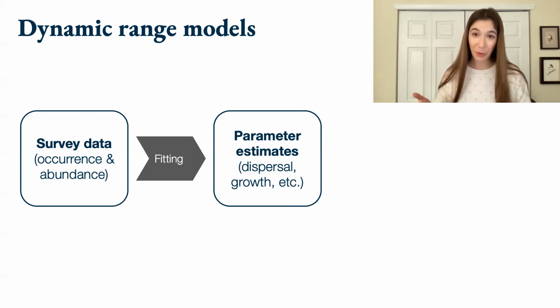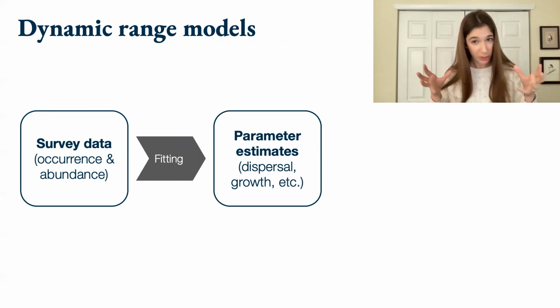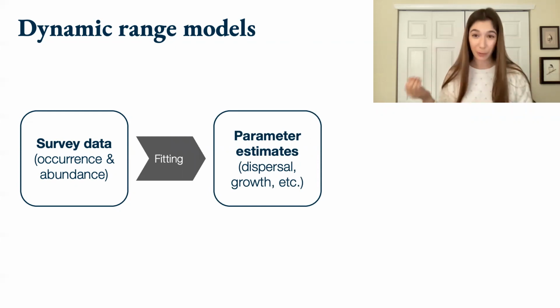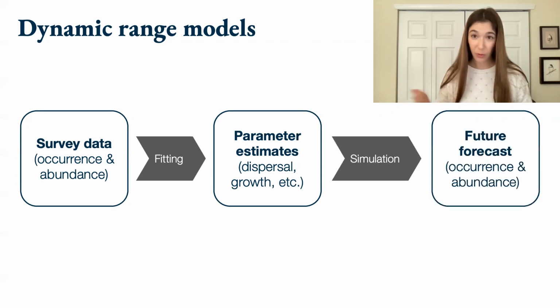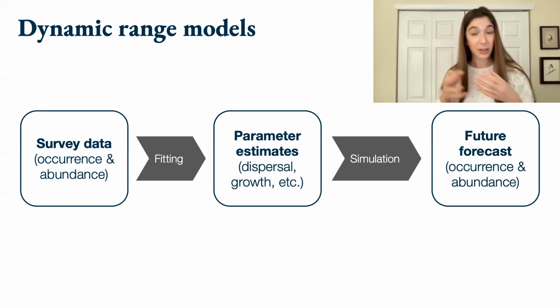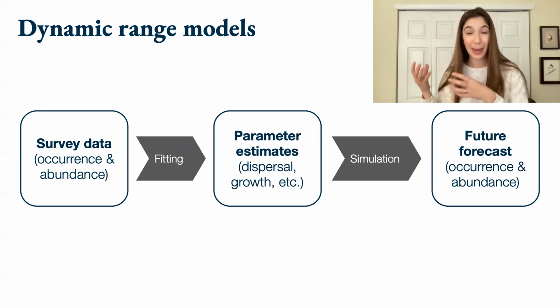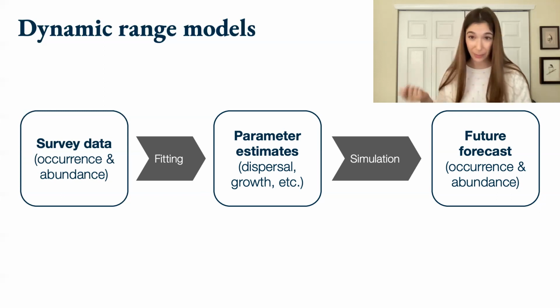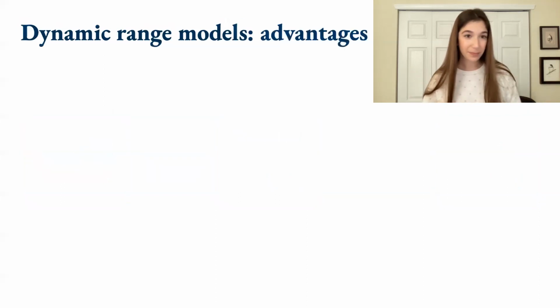You probably see where I'm going with this. Once we have the structure of this process-based model and our parameter estimates, we can simulate the future or simulate any period without the data, just running forward the process model that we wrote down and the parameters that we estimated to get back occurrence and abundance, which is what we started with and what we are interested in modeling.